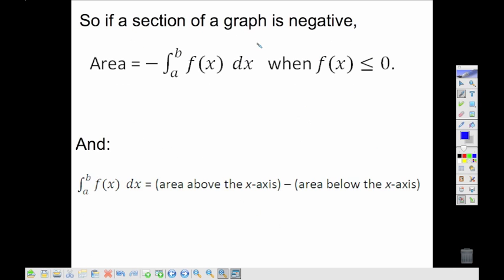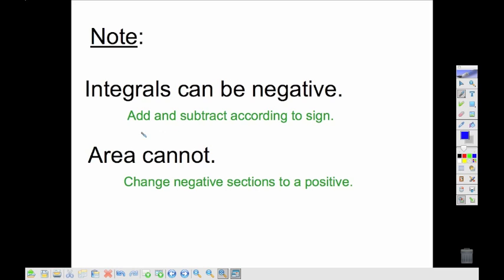So if we're looking at a section of a graph that is negative and we want to find the area, we'll need to subtract those negative portions so that really we're adding the area. We're turning those values into positive values so we have a positive area. If we're looking for the integral, though, we'll be looking at the area above the x-axis, subtracting the area below the x-axis. So we might have values above and below that are actually canceling each other out. So be careful what they're asking for. Again, integrals can be negative. We add and subtract according to the sign. Area cannot. We need to change the negative sections to a positive section before we add them together.